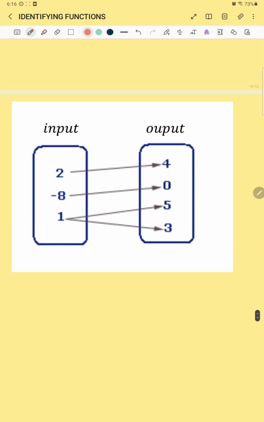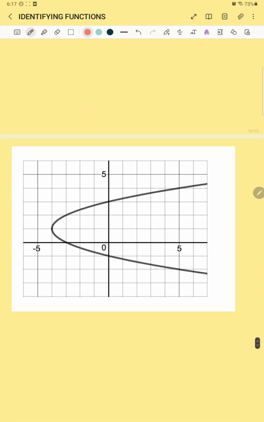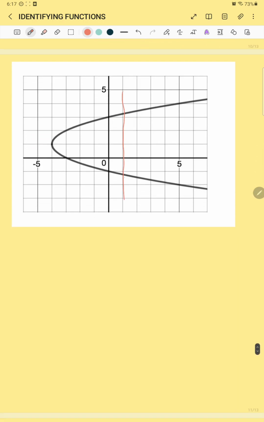Okay. Now, as I said, for each input there should be only one output value, but there are two outputs for one input value, so it is not a function. Okay, let's draw a vertical line. It touches the graph at 2 points, so it fails the vertical line test, not a function.